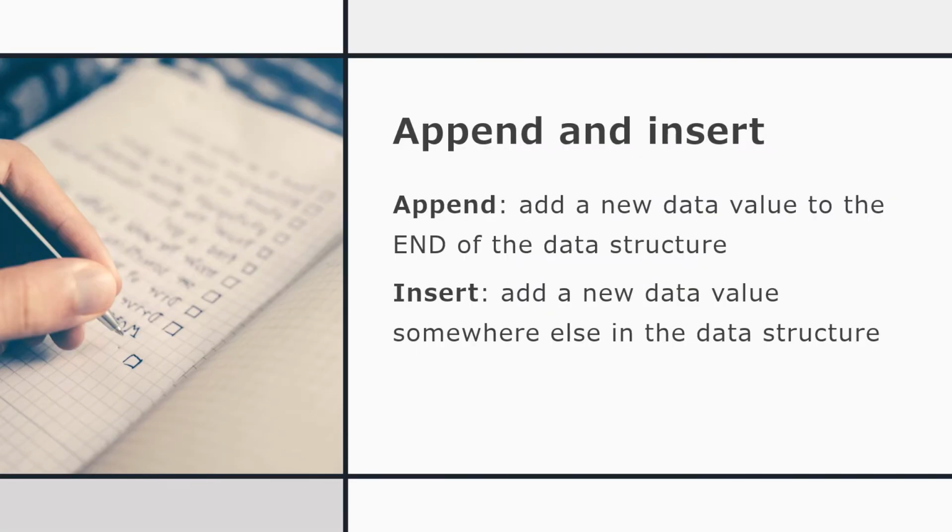Appending means adding a new value to the end of a data structure. Inserting means adding a new value somewhere else in the data structure, in the middle, for example. Sometimes we have to move the other items up or down the list to make space for an insert.